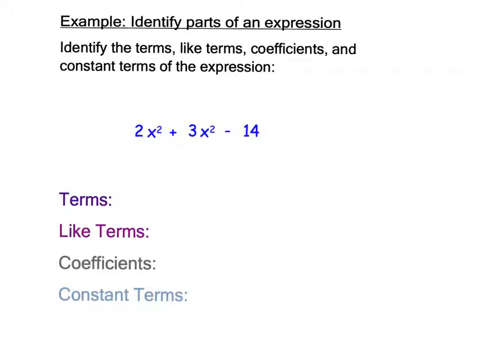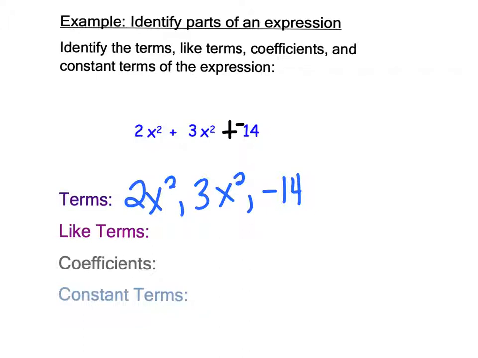Here's another example. I need to identify the terms of this expression. Again, remember the terms are the chunks, as I like to call them, between the plus signs. So we would list the terms of this expression using commas to separate them. 2x squared, 3x squared, and be careful here, that's a negative 14. Remember that subtraction is really the definition of adding the negative. So that's a negative 14 there.